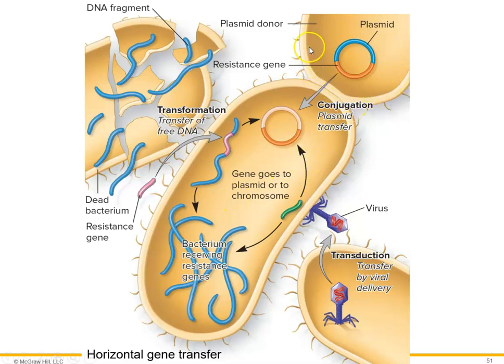Finally, you have conjugation. And notice how these bacteria are making physical contact with one another. And there would be a tube here communicating between both bacterial cells. And through that tube, one bacterium is going to transfer its plasmid to the other bacterium. And remember, these plasmids carry resistance genes, genes that encode for the ability to resist certain drugs.